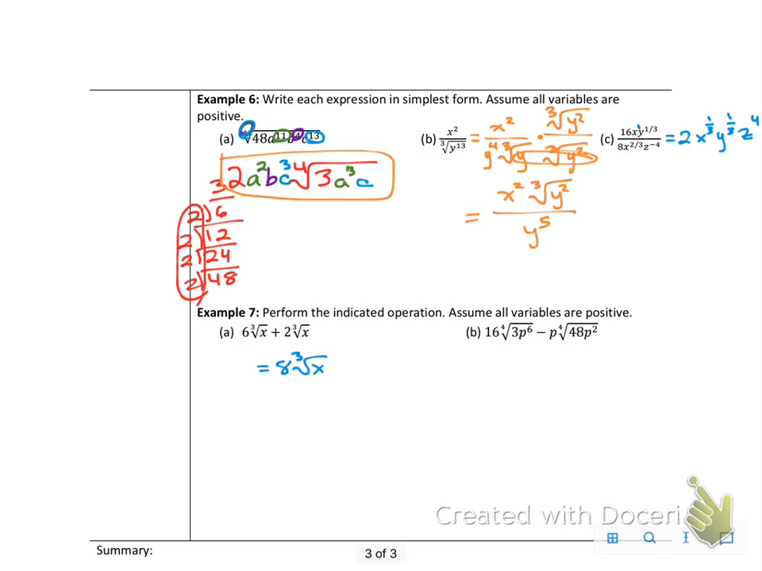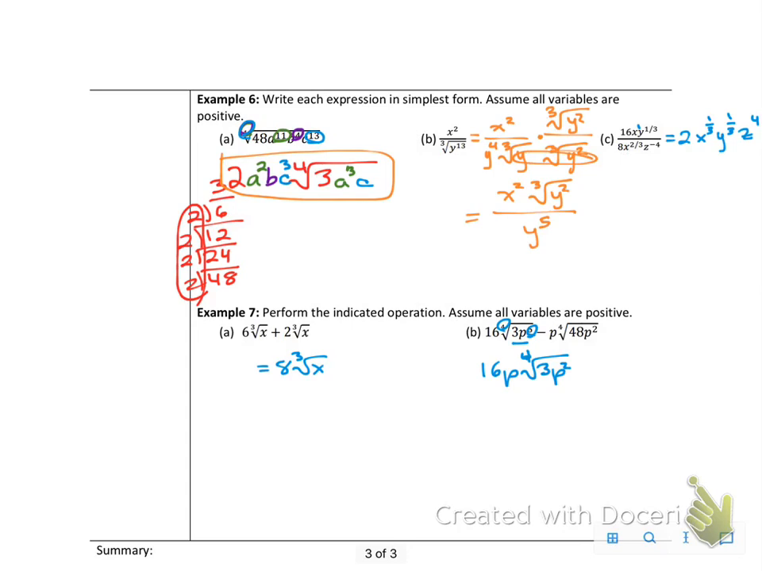First, let's look at the 3p to the 6th power. Well, 6 is bigger than 4. That means I'm going to be able to take something out. 6 divided by 4 is 1, so we end up with 16p on the outside, fourth root of 3p, and what's left over? Well, if I have 6 divided by 4, I get 1 with a remainder of 2, so it's 3p squared. For the 48, we've actually done this a couple of times now.